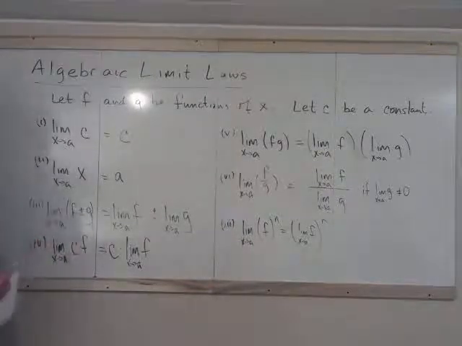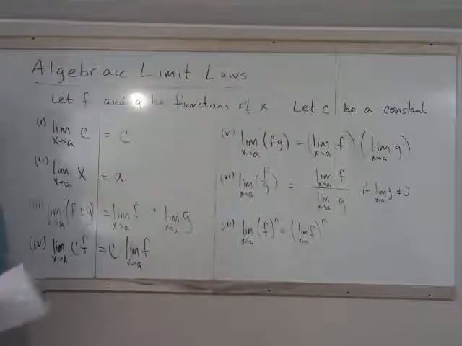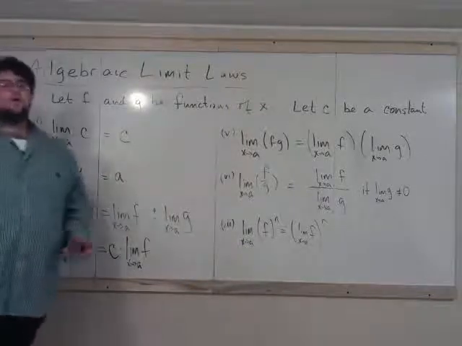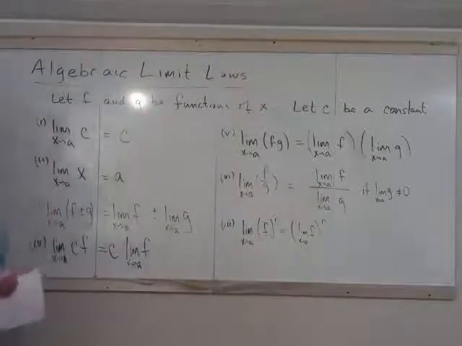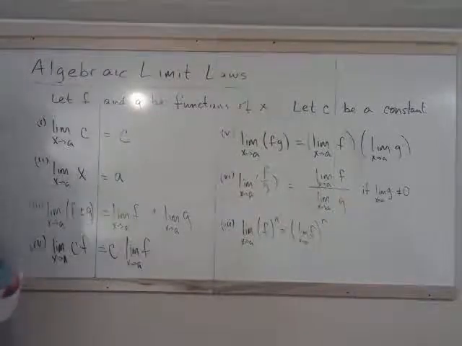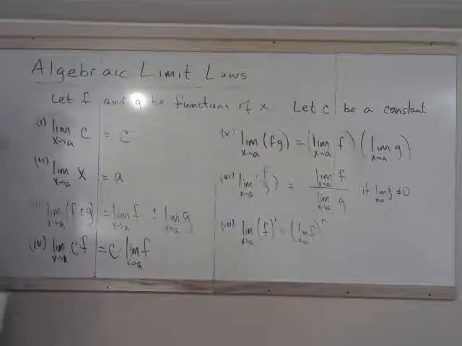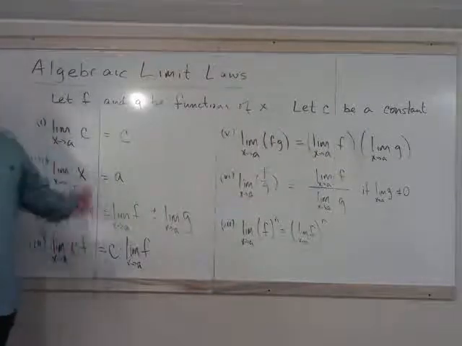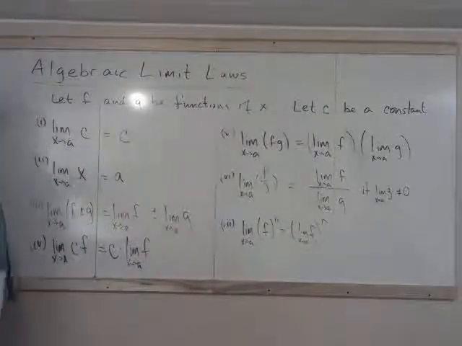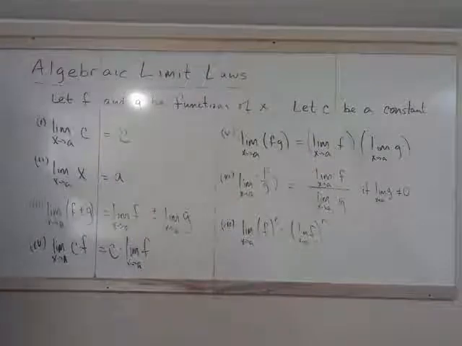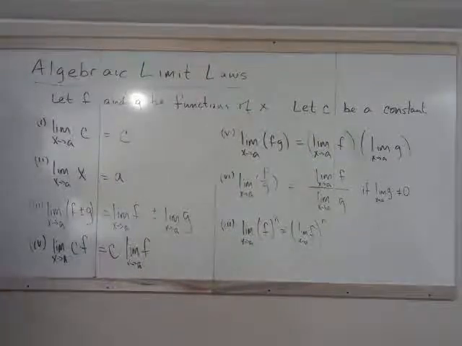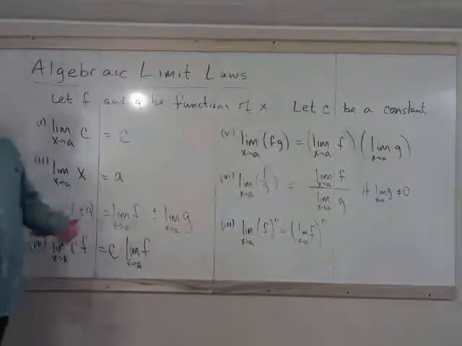Limit as x goes to a of a constant is that constant. We saw that result with a graph of a horizontal line last week. The second one, limit as x goes to a of just x, is a. We saw that with the graph of the function y equals x last week. The other 5 we did not see, and we'll see this week how we use these.